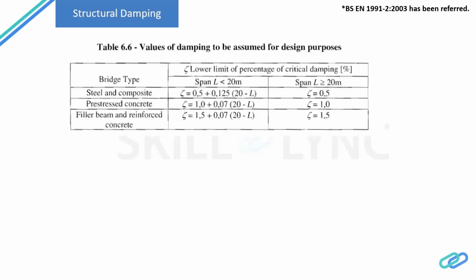Then, as I mentioned earlier, we have seen the speed, mass, then damping. Damping is based on the type of bridge. Here they have given types of bridges: steel, composite, pre-stressed, filler beam, reinforced concrete. For each type, based on the span, we can compute the damping factor. This one we can use in our time history analysis to perform the dynamic analysis.